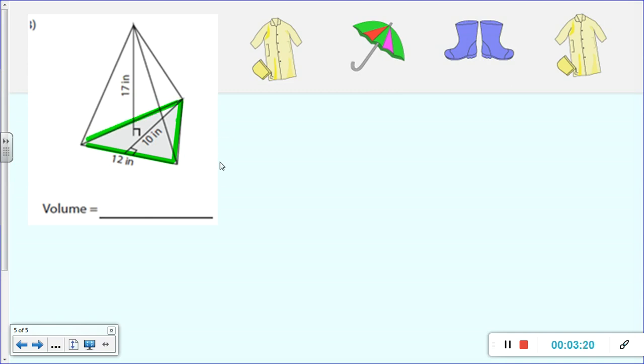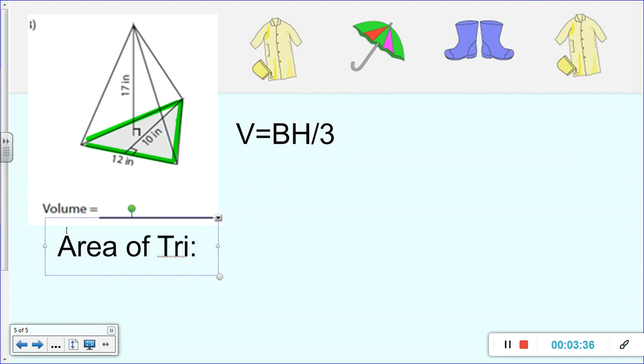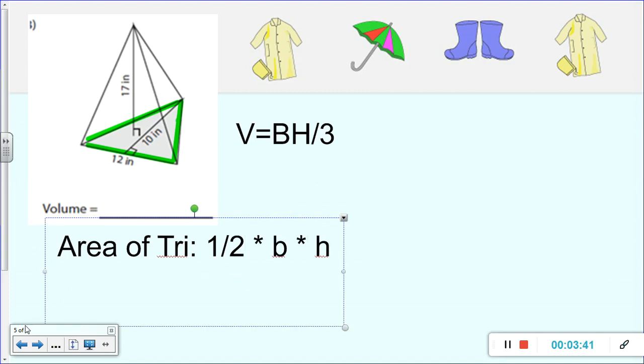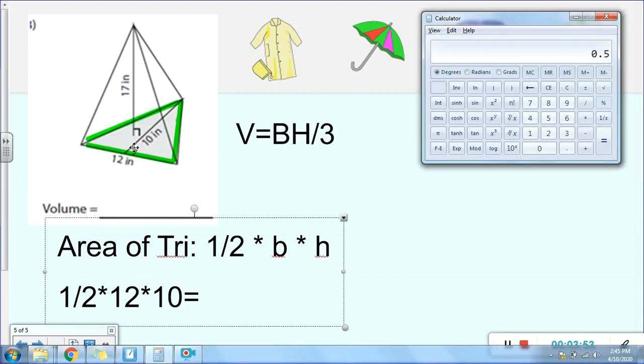There we go. The formula for the volume is the base face times the height, and I can either divide it by 3 or multiply it by 1/3. The base face being the triangle, we need to do 1/2 times the base of the triangle times the height of the triangle. So I'm going to do 1/2 times 12, being the base of my triangle, times 10, the height of my triangle, and I get 60.